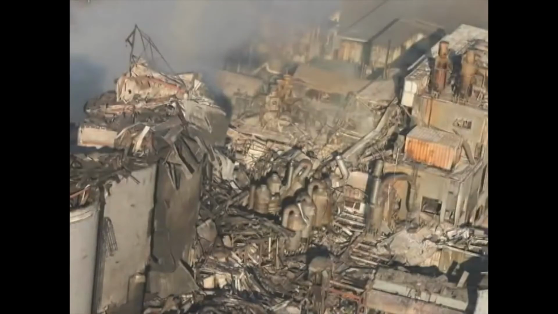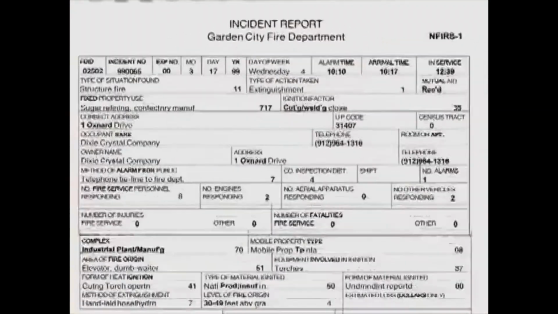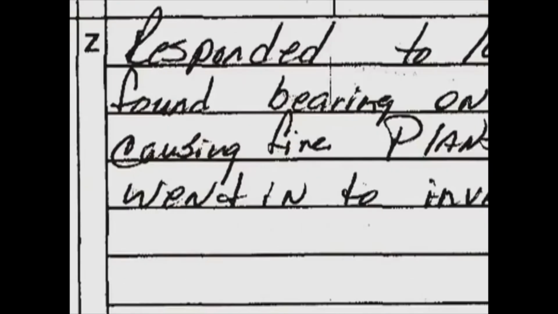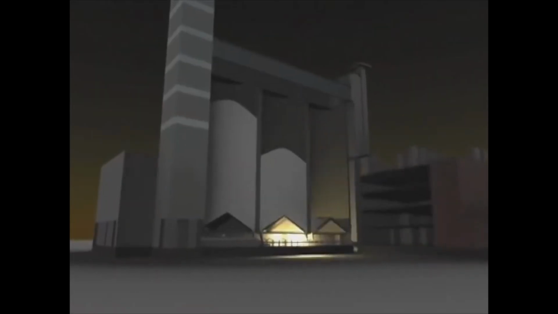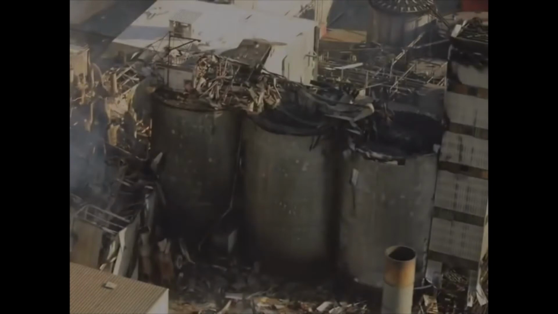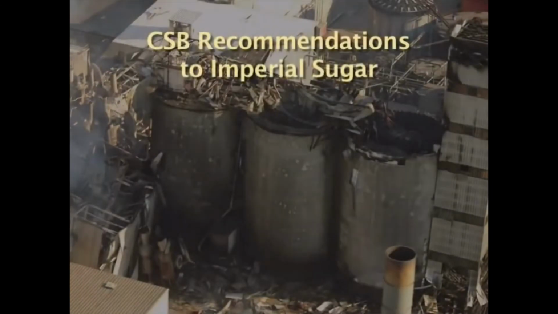The CSB found that over the years, the Port Wentworth facility periodically experienced small fires fueled by spilled sugar and accumulated dust on equipment. But none resulted in a sugar dust explosion that propagated through the plant. Investigators said that decades of operating without a catastrophic explosion may have lulled managers into complacency. In its report, the CSB issued the following recommendations to the Imperial Sugar Company.